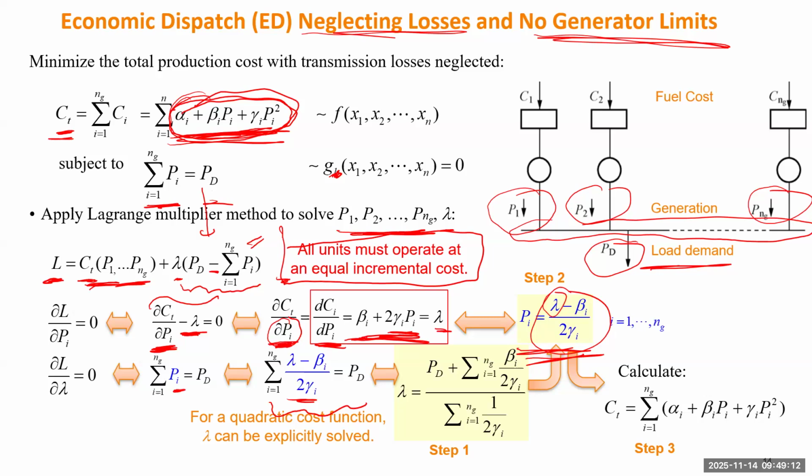So later we may add generator limit or even transmission loss. We'll see those 3 steps still make sense. But definitely you have to do some iterations. You go from step 1 to step 3, then you come back to step 1. So just trial and error. Finally you can find the solution. So those 3 steps are very important for economic dispatch.